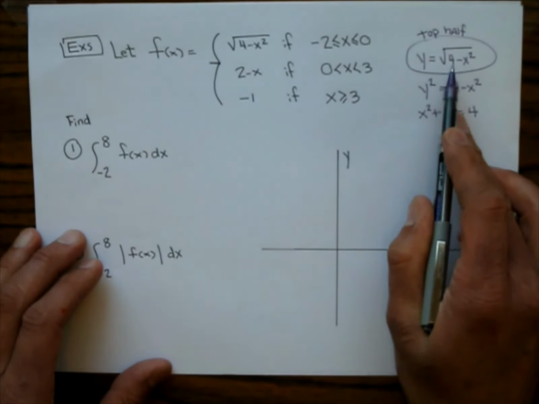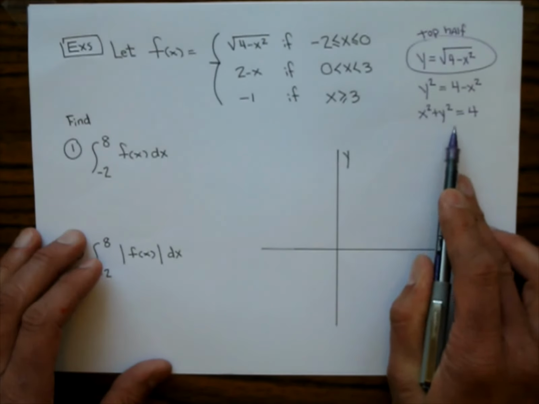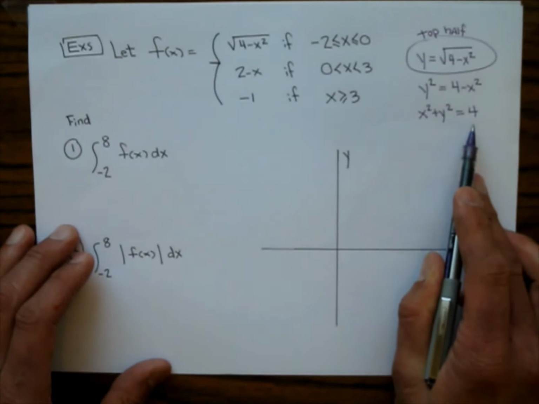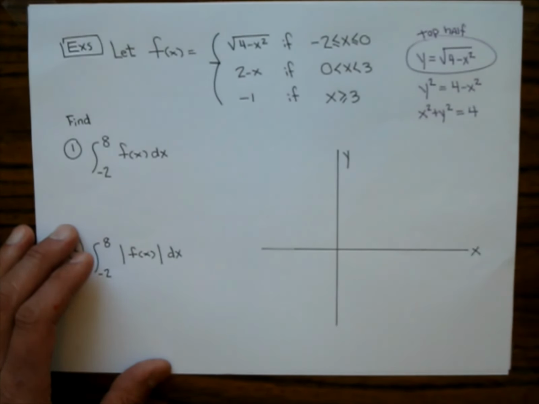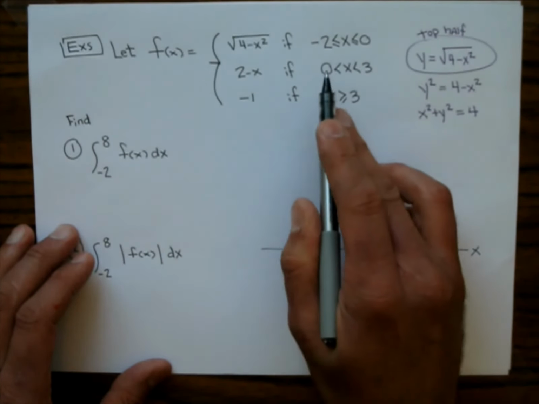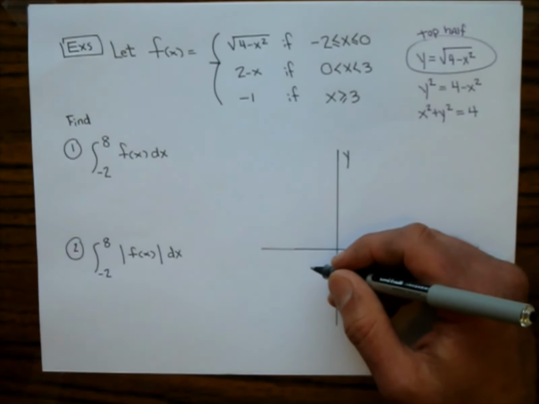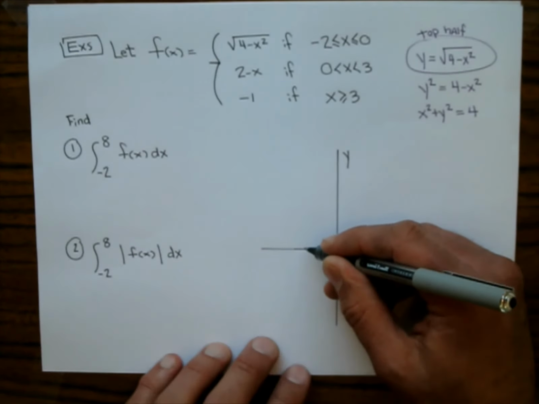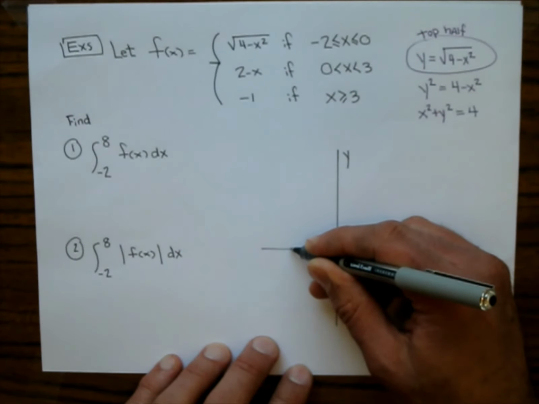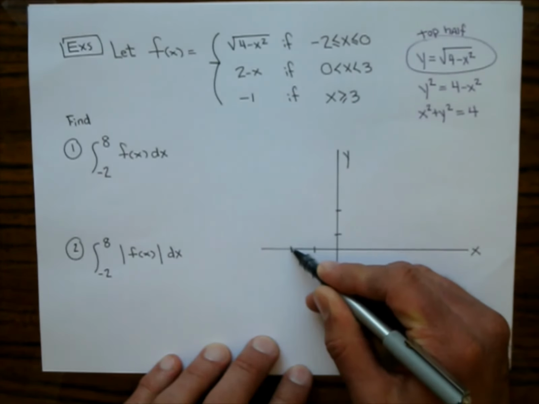So we have the top half of a circle that has radius, now we're thinking back to maybe things we haven't done for a while, radius 2, centered at 0, 0. I'm going to draw the top half of a circle, but I'm going to do it from -2 to 0. So it's really not the top half of a circle, but a quarter of a circle. So here's 1, 2, 1, 2, and I'm going to go like this.